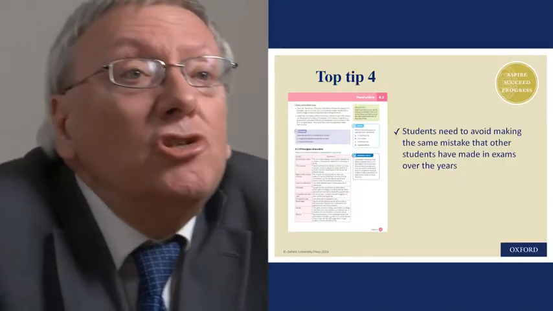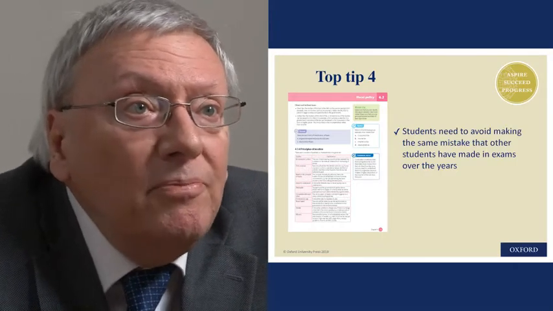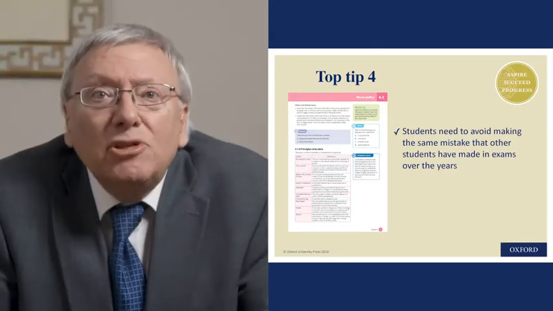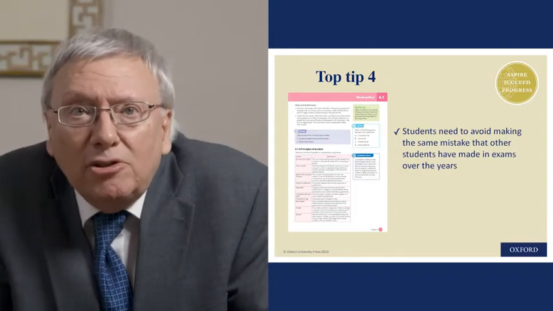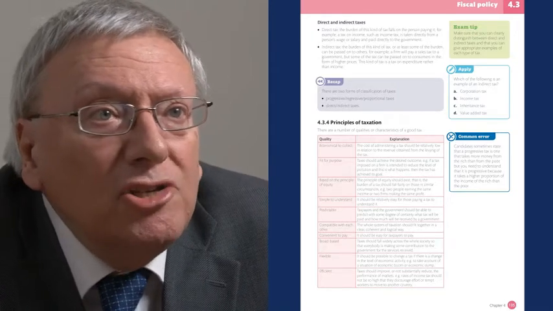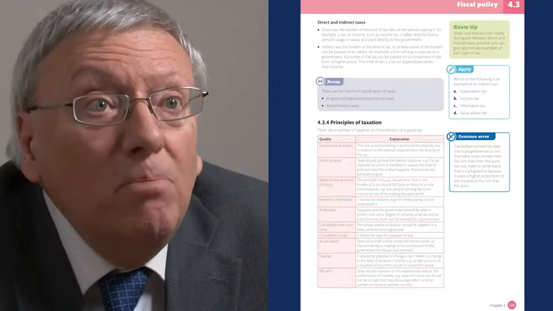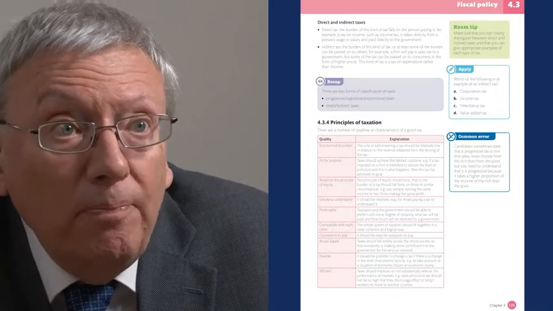Top tip 4 is that students need to avoid making the same mistakes that other students have made in exams over the years. The exam success book points out many of these common errors. For example, on page 135 in the common error section, it states, candidates sometimes state that a progressive tax is one that takes more money from the rich than from the poor. But you need to understand that it is progressive because it takes a higher proportion of the income of the rich than the poor. This is a common mistake which is often made by students in exams.